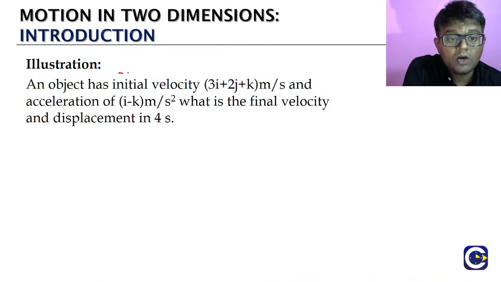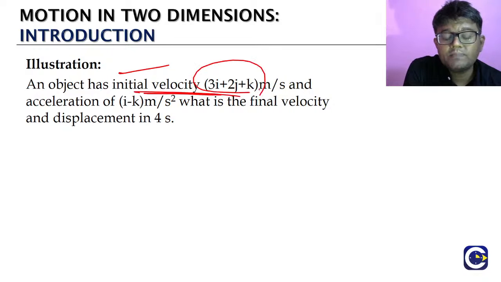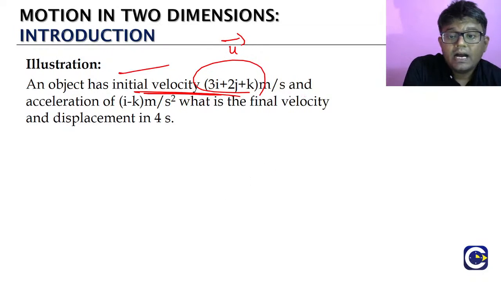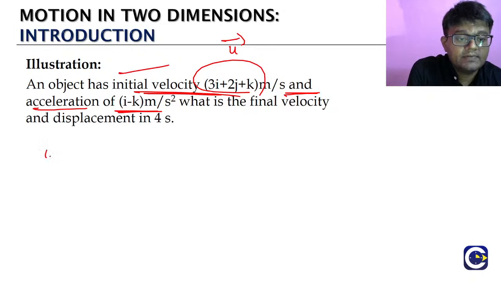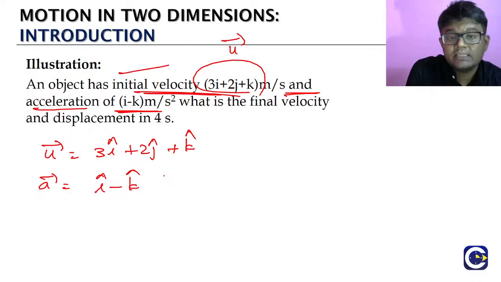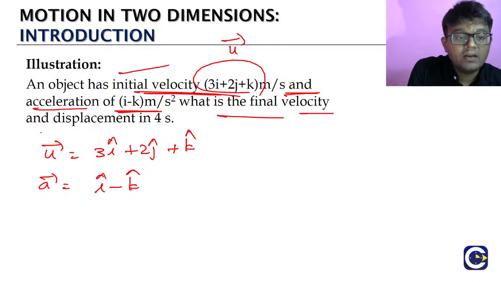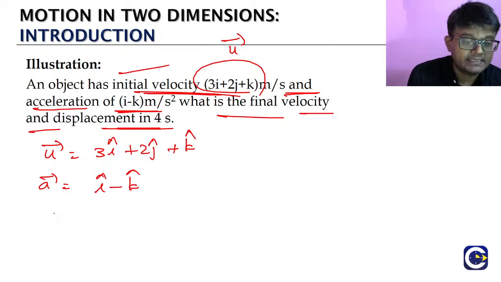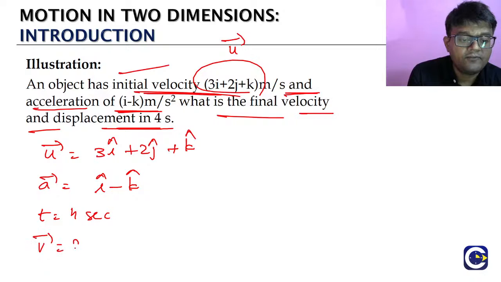Look at it. An object has initial velocity 3i plus 2j plus k. This is u bar, the initial velocity, and an acceleration of i minus k meter per second square. Means what is given? U is given as 3i plus 2j plus k. And what is the acceleration given to us? i minus k. Everything is in the SI system. What is the final velocity and displacement in 4 seconds? Means time is given as 4 seconds. They are asking for the final velocity and the displacement.